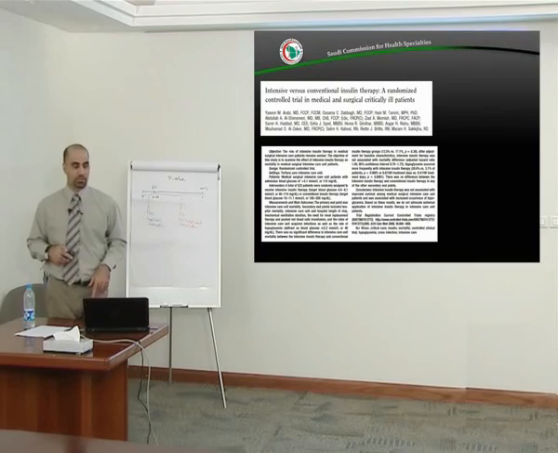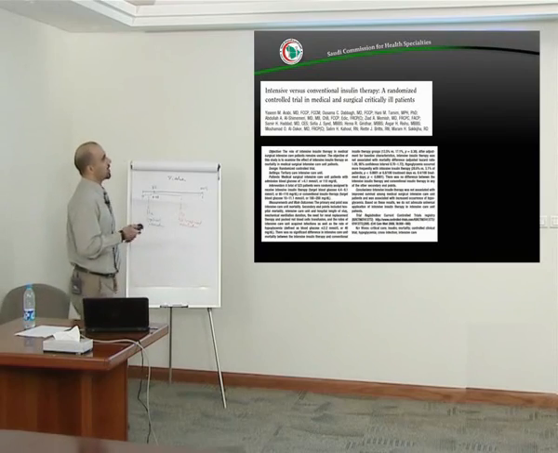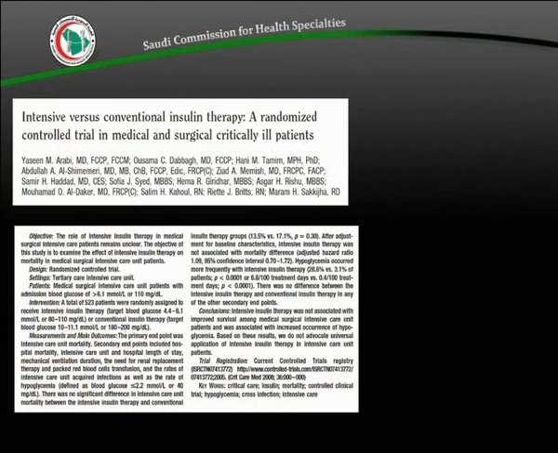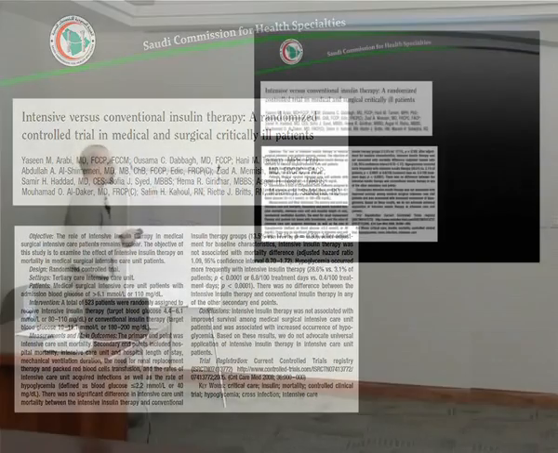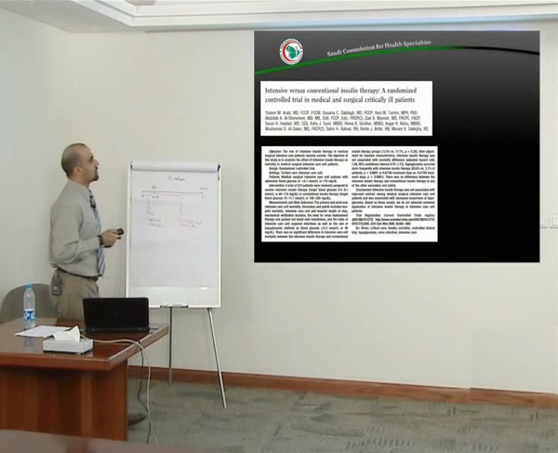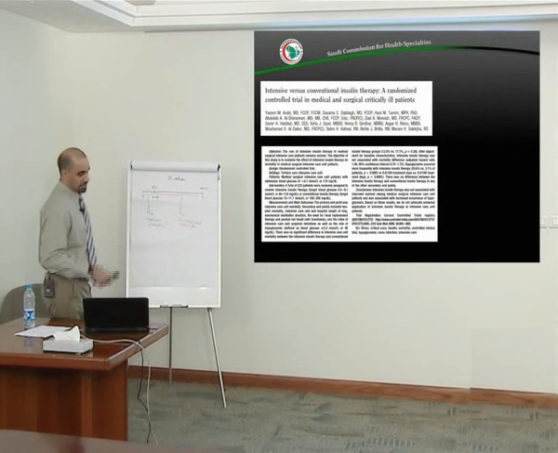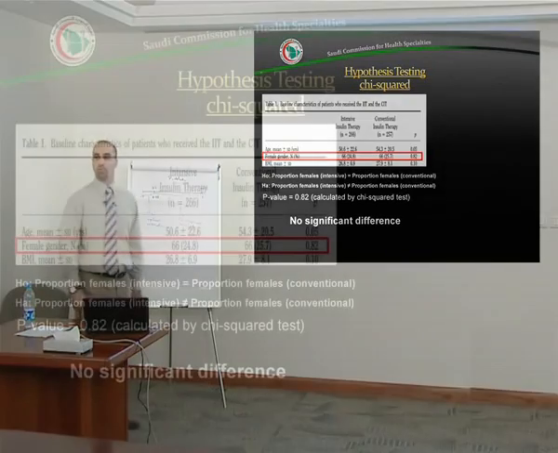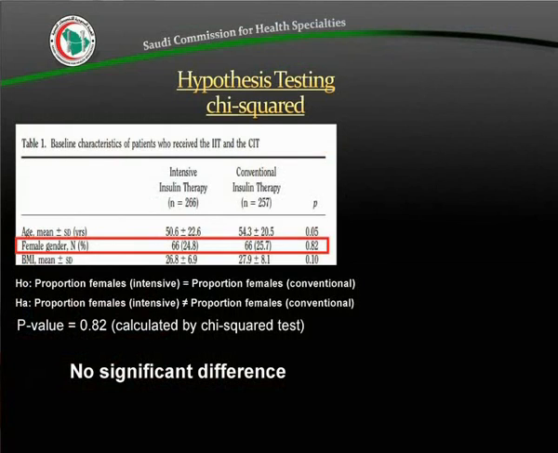I'll give you 3 scenarios. The first one is according to the following. This is an intensive versus conventional insulin therapy. It is a randomized controlled trial in medical and surgical critically ill patients. It was a study that we carried out in the National Guard in the ICU department. Now, what I care about is this. The first scenario for a statistical test is the following.